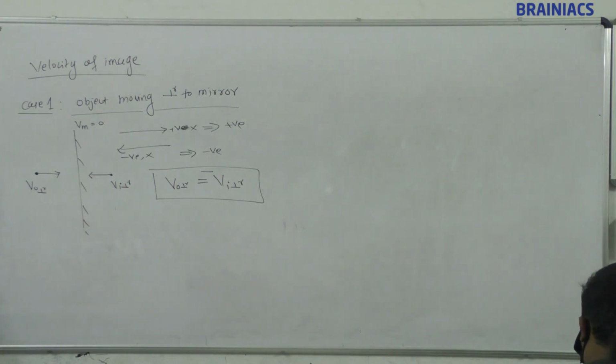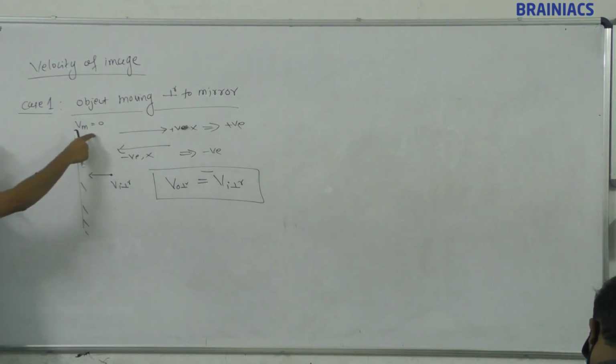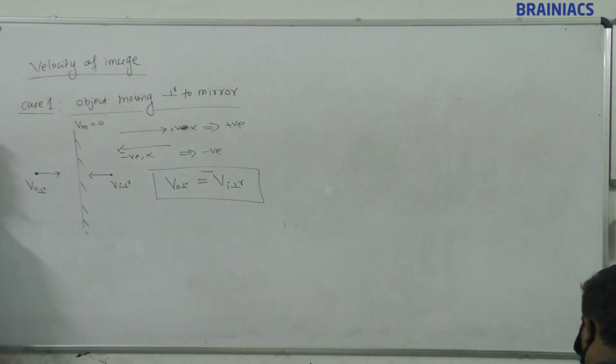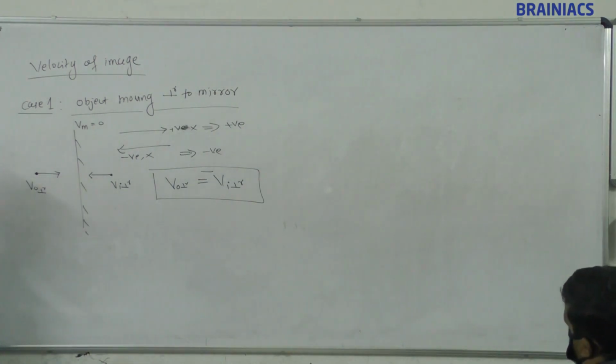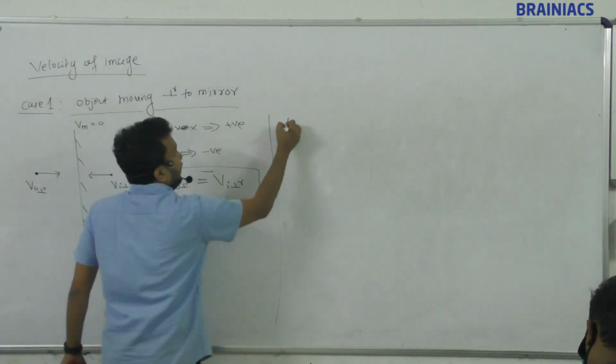Okay, written. See here, the velocity of the mirror we have taken as 0. Why? Because we said the mirror is not moving. So without the mirror moving, this is a case. Suppose the mirror is also moving, what should we do? I don't know what direction it is moving. So below, write a note.